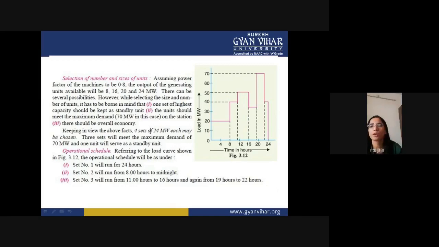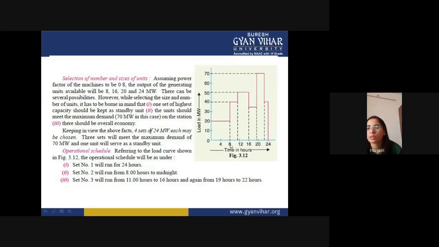Next point is your operation schedule. How will you decide the operation schedule? From the load curve, you can see that set number 1 is 24 megawatt, and the minimum load is 20 megawatt. So 1 unit will run for 24 hours.